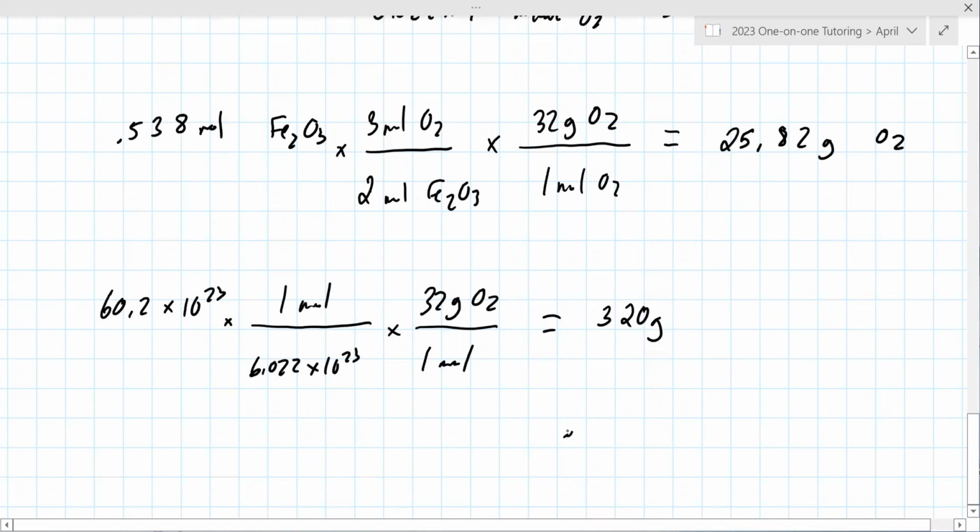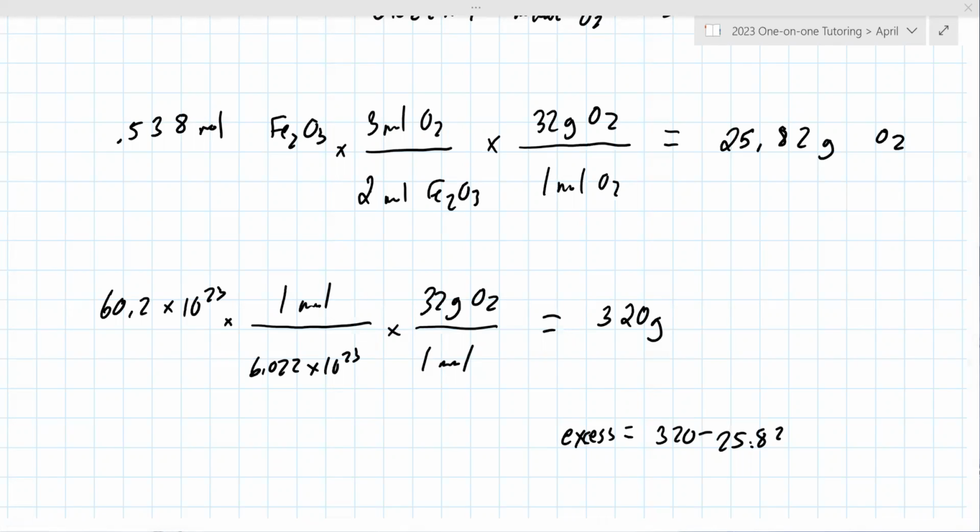So the excess here is the 320 minus the 25.82. And I guess I hadn't checked these. Are these checking out here on I think page 1? We'll see. Oh, they do their excess in the 10 to the 23rd, the atoms. So I guess we need to do that. Wow, that's pretty tough.